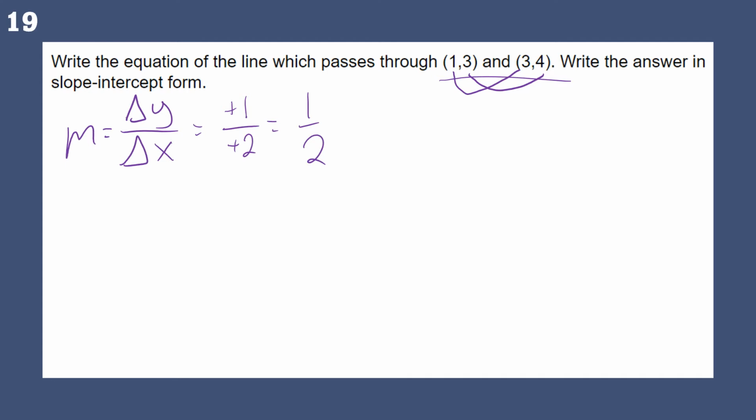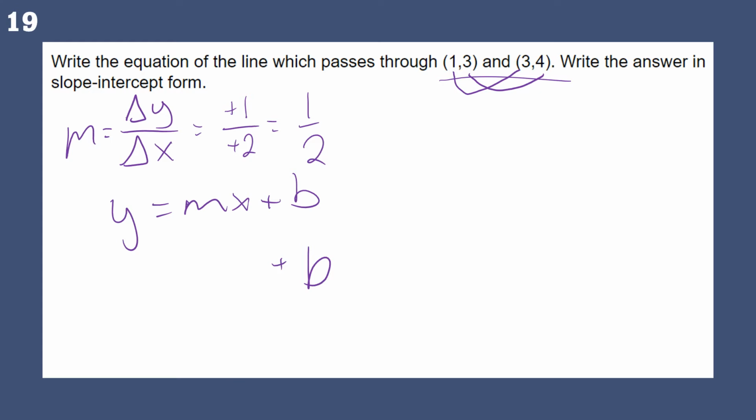Now I know my slope and I know a couple of points, but what I don't know is my y-intercept. So I'm going to use my y equals mx plus b formula, which is my slope-intercept form. And I'm going to plug in three things. I don't know the b, so I'm going to plug in b for b.